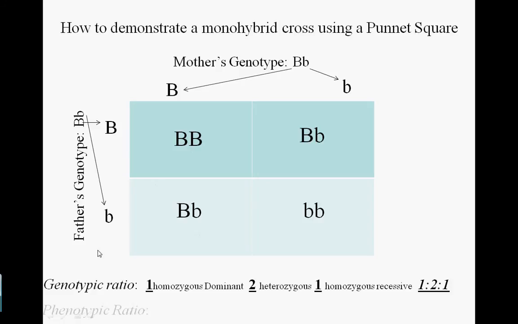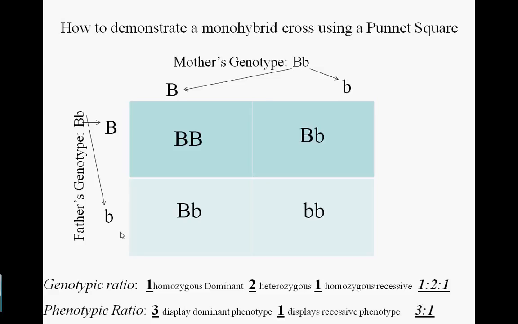Well, the phenotypic ratio is a little bit different. We're just looking at the phenotypes that we see. You can see here that you have three of these offspring display the dominant phenotype, those 3 right there. And one of them displays the recessive phenotype, that one right there. And so that gives us a phenotypic ratio of 3 to 1. Again, that adds up to 4.